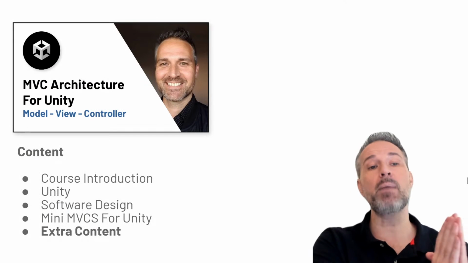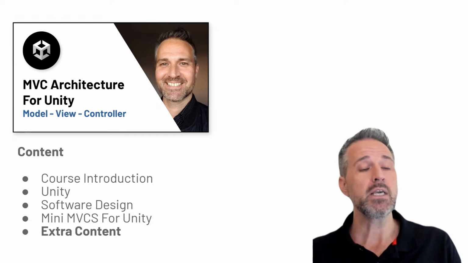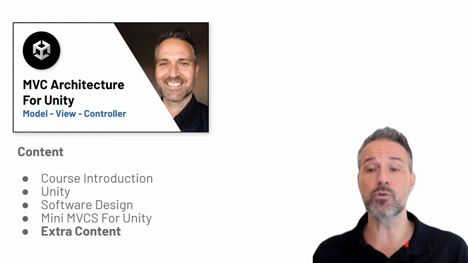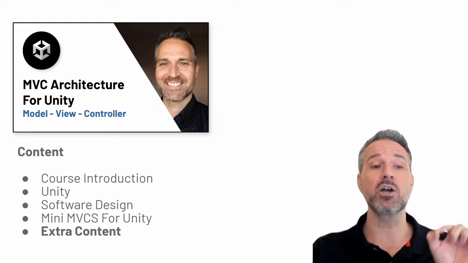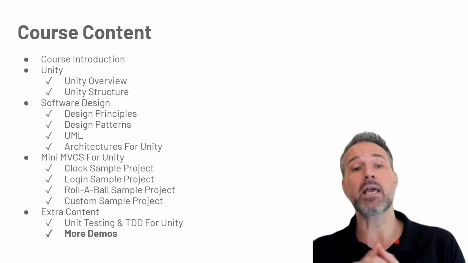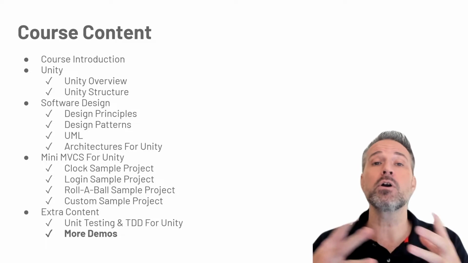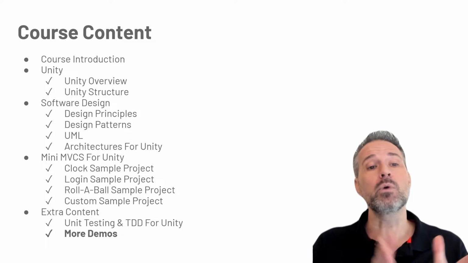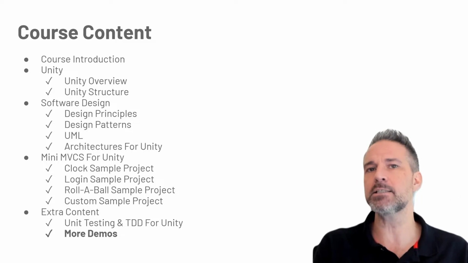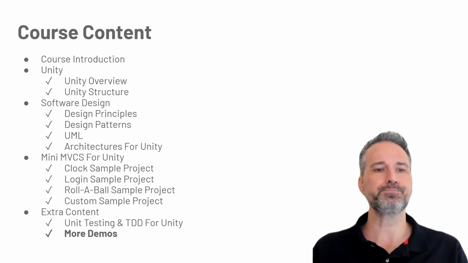This course is about you doing architecture inside Unity, the model, view, and controller. In it, we'll cover the course introduction, we'll talk about Unity, we'll look at software design. Let's take a look at the next slide to go even deeper. In software design, we look at design principles, we look at design patterns. What are those things? We look at ways to diagram our designs with UML. We look at all the different architectural options for Unity, and then we land on Mini MVCs, which is a custom free architecture as the leading solution.